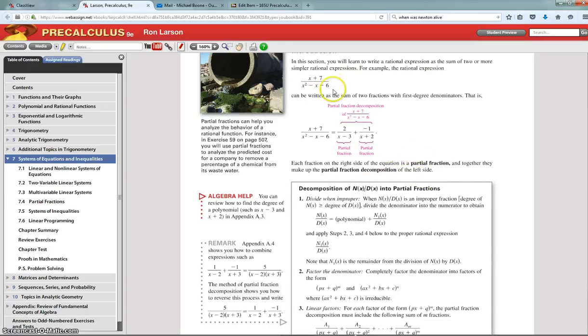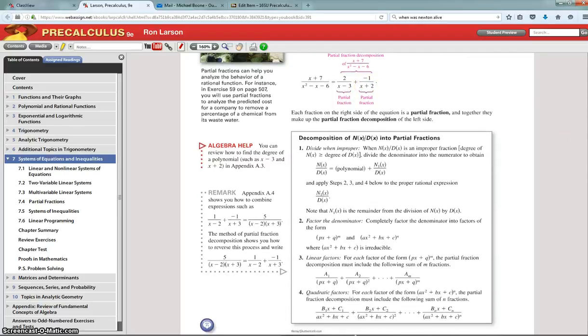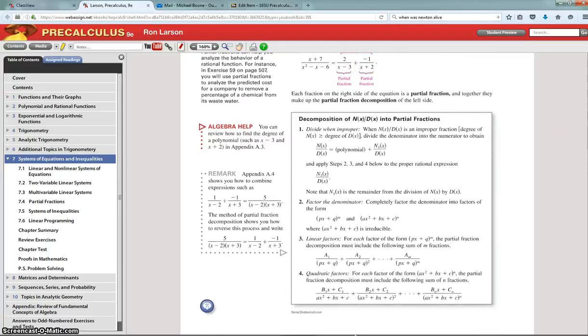We're typically going to be dealing with no more than a quadratic in the denominator. Most likely they're just going to be some type of linear factors in the denominator. And so when we do this, if we have linear factors, we would just put A over a linear factor. You can put B or A2 over another linear factor.